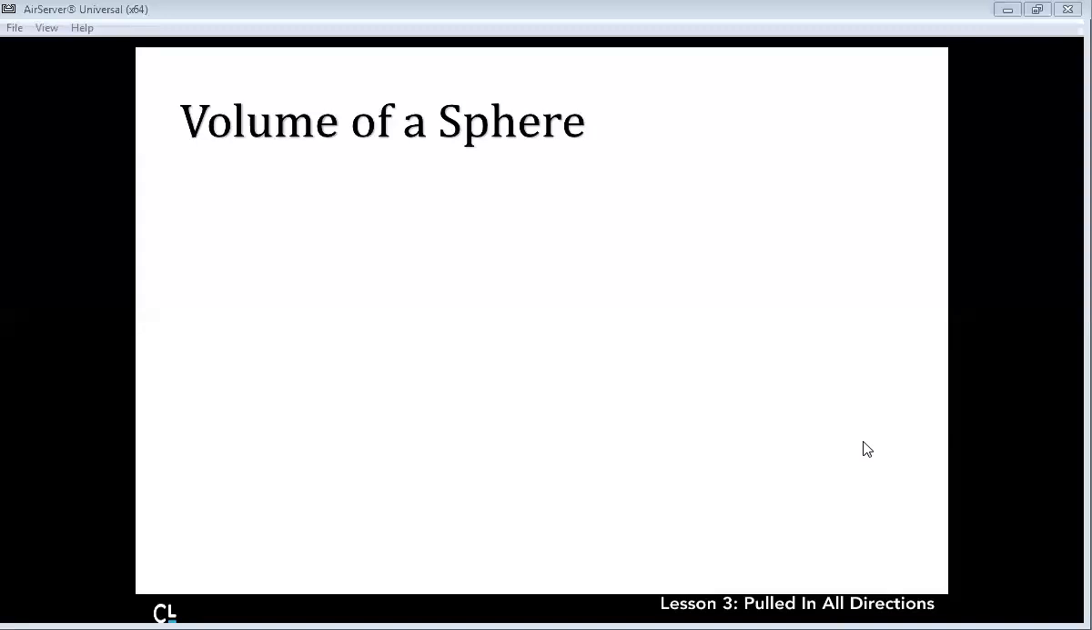So let's start with our volume of a cylinder. We know that to find the volume of a cylinder, we're going to find the area of the base, and the base is a circle, so we're going to use pi r squared, and we're going to multiply it by the height. So this is the formula for the volume of a cylinder.